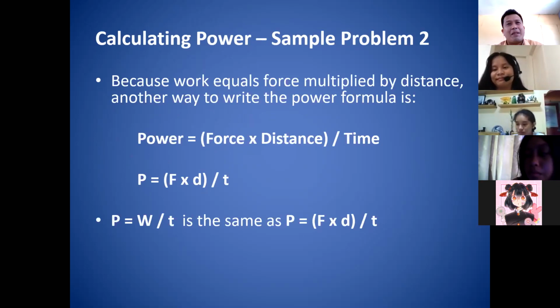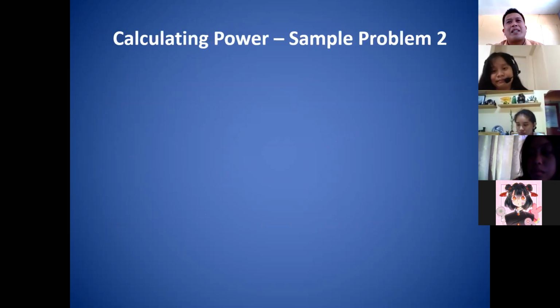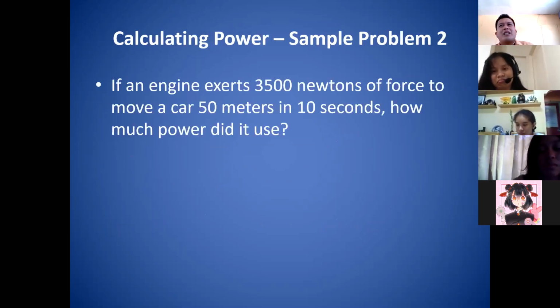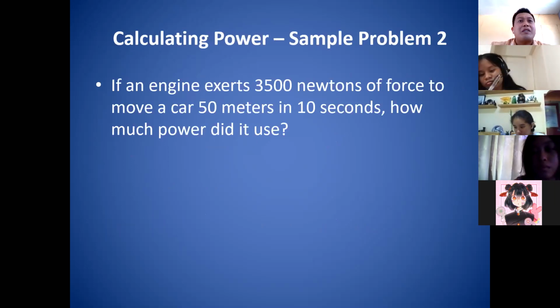Okay? So let's have a sample formula here, class. I did not give work, but we will calculate the work. So example number 2: if an engine exerts 3,500 newtons of force that allows the car to move 50 meters in 10 seconds, how much power did it use?